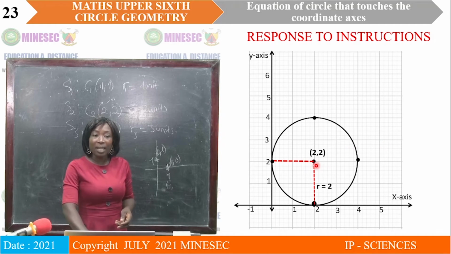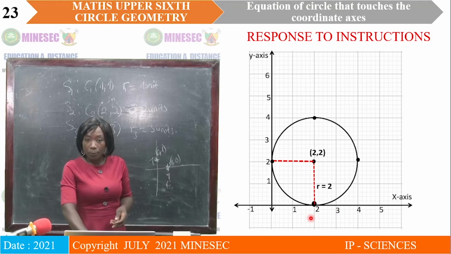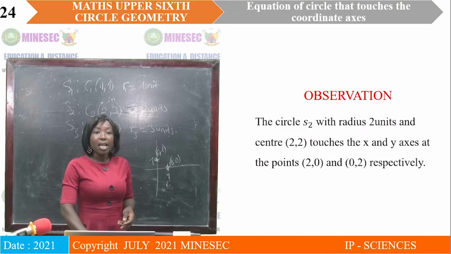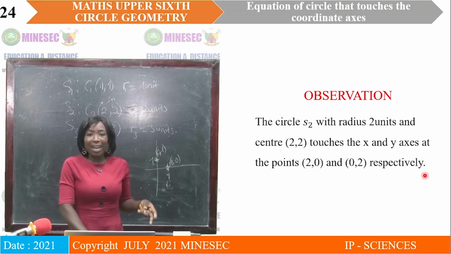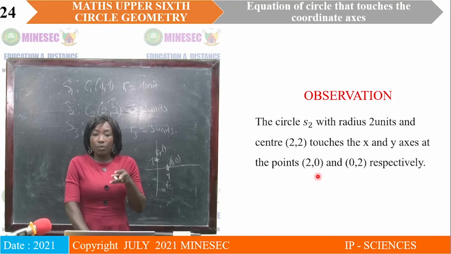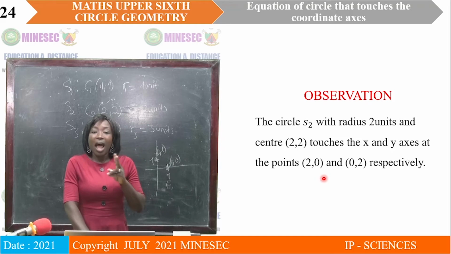The same thing happens here again. This circle touches the y-axis at the point (0, 2), and it touches the x-axis at the point (2, 0). So what is our observation? The circle S2 with radius 2 and center (2, 2) touches the x and y axes at the points (2, 0) and (0, 2) respectively. When the value of the radius is equal to the x and y coordinates of the center, that circle will touch the coordinate axes at the same value of x on the x-axis and the same value of y on the y-axis.